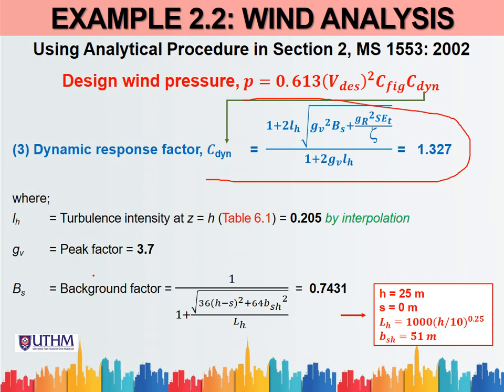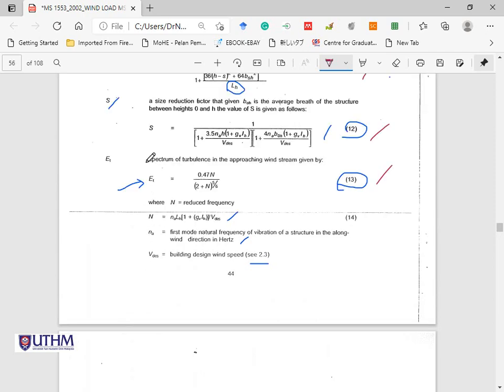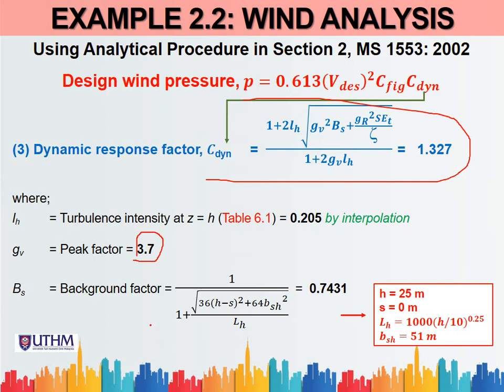So for the GV here, the peak factor is given as equal to 3.7. Mentioned earlier. Okay, saya dah tunjukkan GV ni dekat peak factor, you refer in page 56, start from 56 you can find the GV here. Okay, saya nak tunjuk jugalah. So this is the GV, equal to 3.7. Everything is here. And the BS, the background factor, is using this equation. This equation, the H is equal to 25, and this is the S.